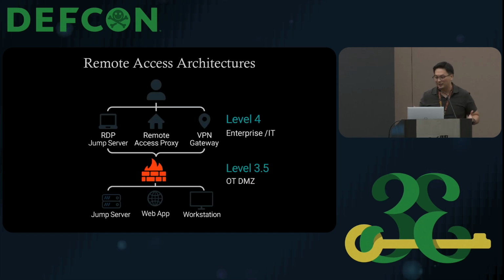So here's the remote access architecture. Just going back a slide, you have RDP jump servers, you have remote access proxy or VPN gateway. These are the three most common types of remote access. Like I said, there could be a jump server in the OT DMZ, sometimes it's double hopped, but this is kind of key as an OT pen tester to know what type of remote access people are using to get in, because that will change our tactic.